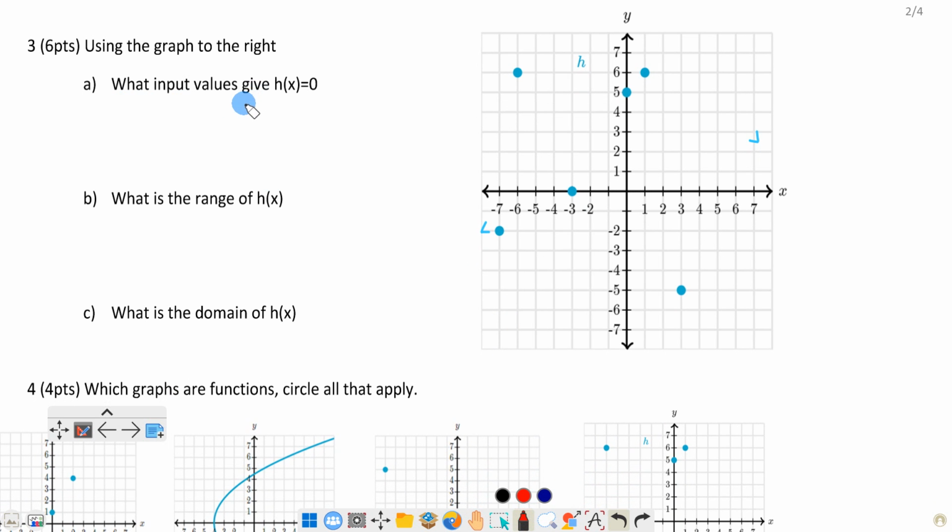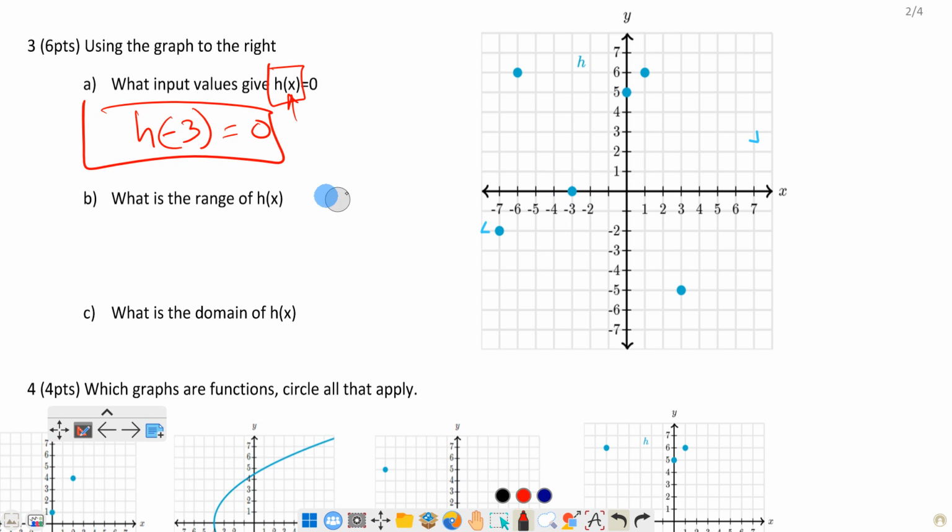So what input values give h of 0? So input values is what? x? We are looking for x. So we go to 0, and there is only one value of h of x. So h of negative 3 gives me 0. That's this spot right here. So now what is the range of x? Or what is the range of this function? And the range is my y values.